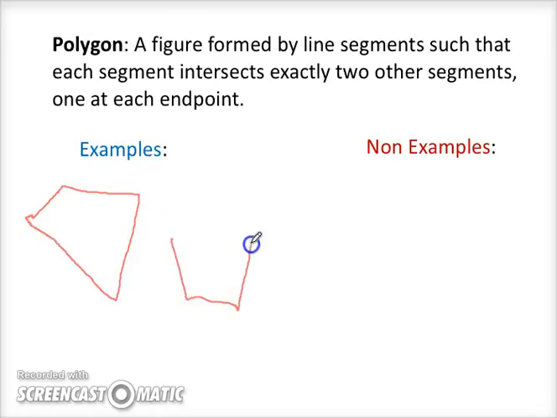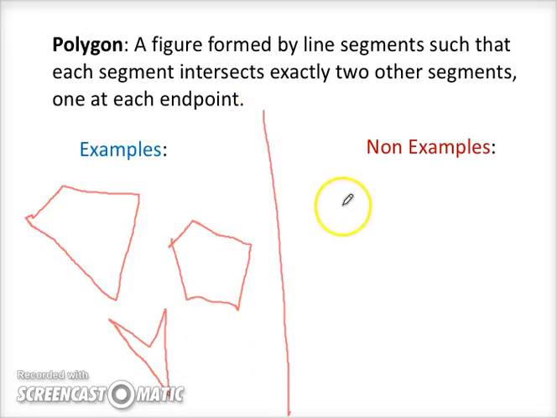They could have lots of sides. They could even be shaped something like this. This is called a concave polygon, excuse me. But all of those are polygons. Some non-examples of a polygon would be a shape that is enclosed but contains a curved part. So that's not a line segment, therefore this can't be a polygon.